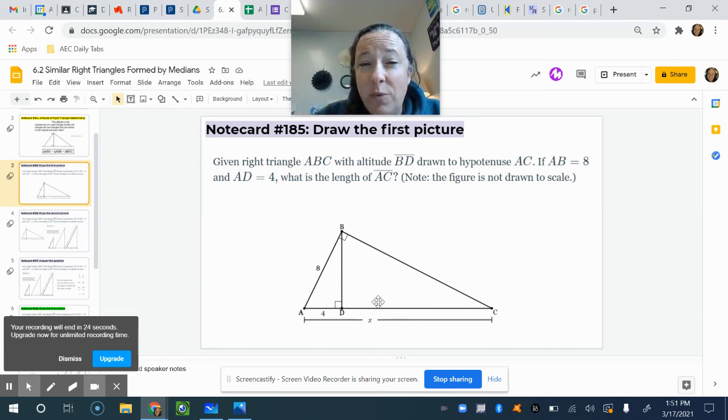We're going to be answering that, but first I just wanted you to get the feel of drawing that first picture. Realize you would have to draw this picture on your own. It wouldn't be given to you. You'd have to draw this and label it. So we knew it was ABC and an altitude BD, so I knew that B had to be the right angle. Go ahead and pause me and finish up your first 2 note cards.